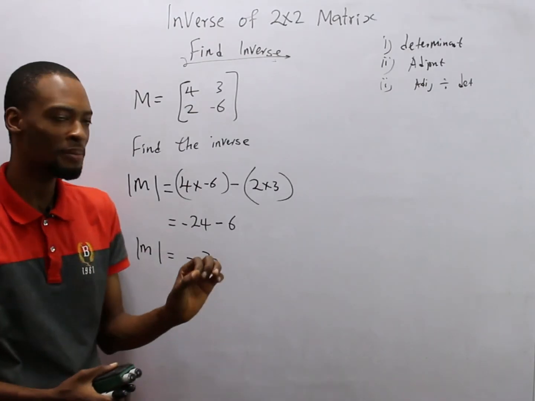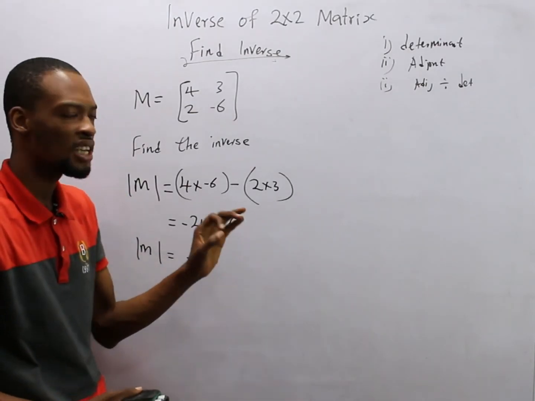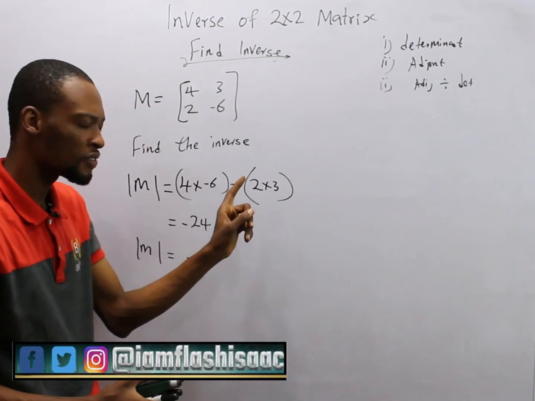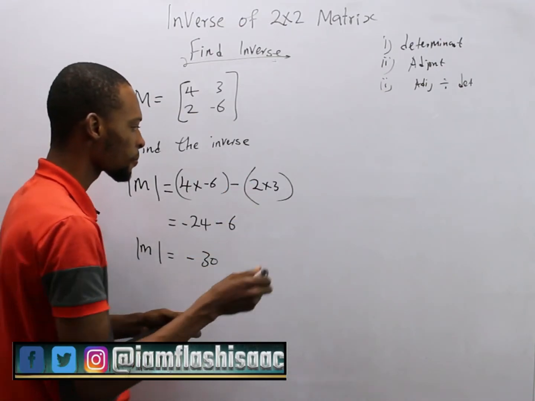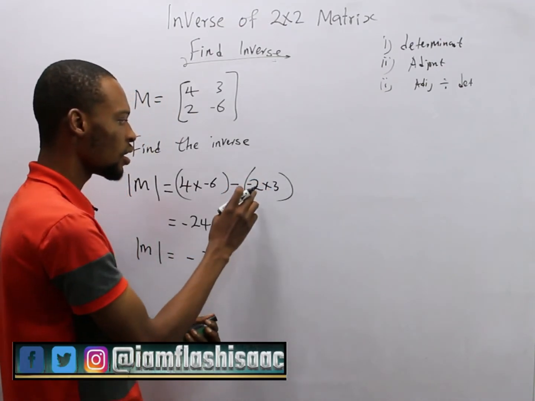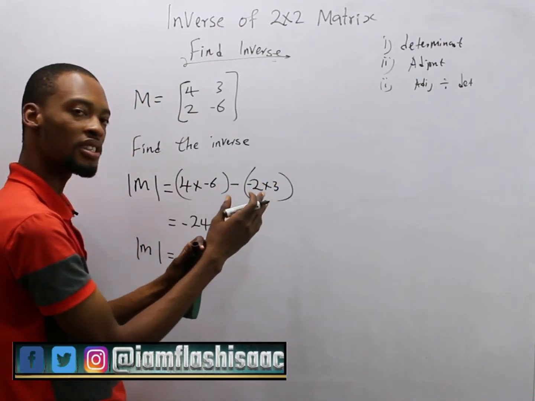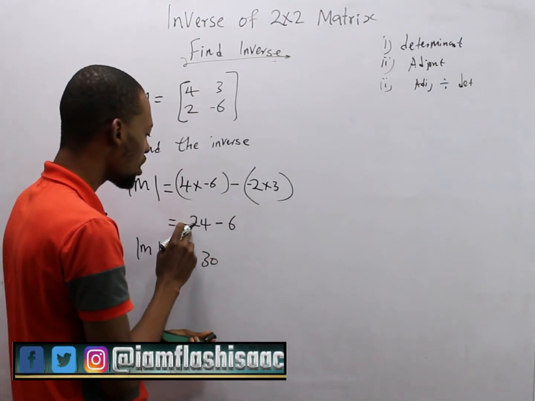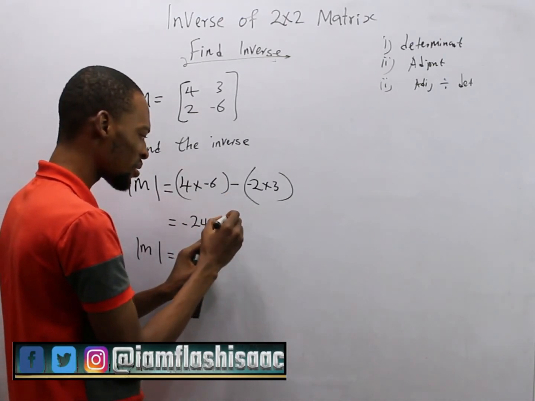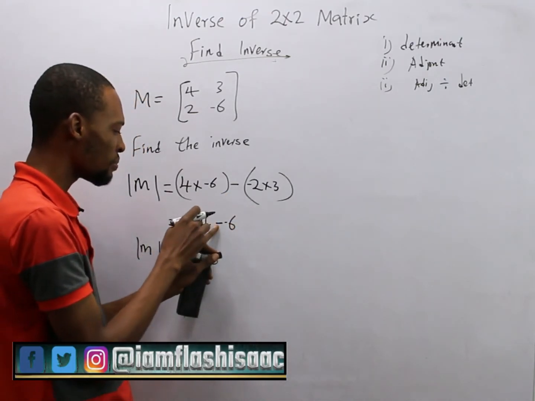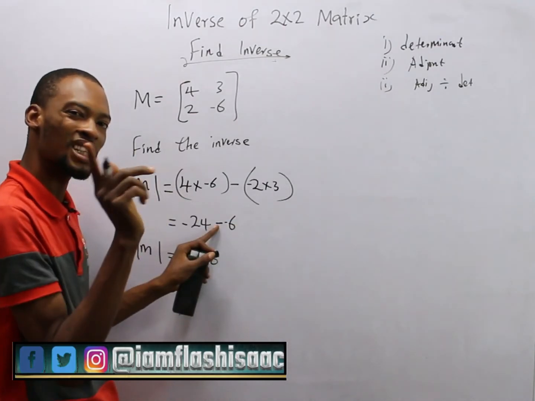And like I said in my determinant class, while looking for the determinant, make sure you take note of the signs. If here we have, let's say, minus 2, minus 2 times 3 is simply minus 6. In this case, it becomes minus 24 minus minus 6, which would be minus 24 plus 6. So take note of that.